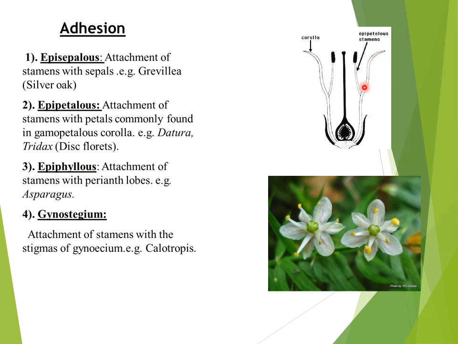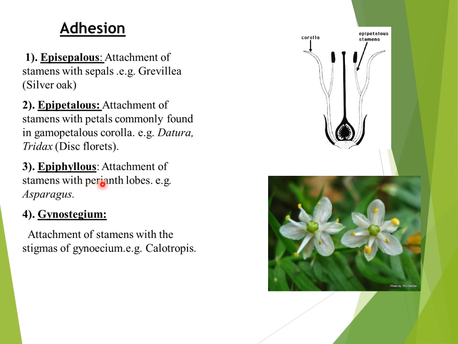Now the epiphyllous condition, the attachment of the stamen with the perianth lobes. Example is asparagus. What is perianth? If the calyx and corolla cannot be differentiated, the structure there is known as the perianth. In this diagram, this is asparagus and this one is the perianth. And the perianth cannot be differentiated into calyx and corolla. Only one structure is present. No calyx, no corolla.